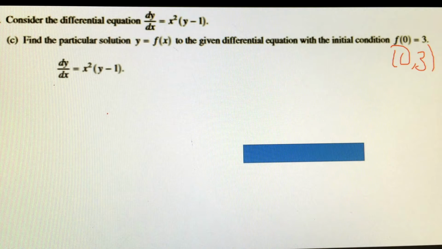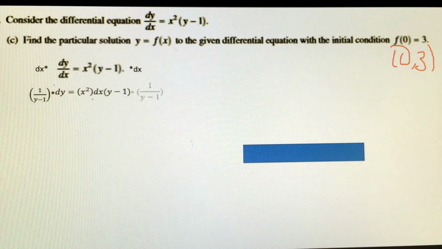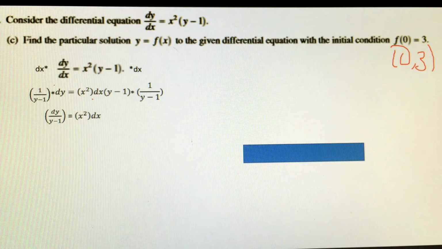And to do this, we're going to use separation of variables. So first, we're going to try to get y's on the left-hand side and x's on the right-hand side. And to do this, we're going to multiply both sides by dx. And when we do that, we get dy equals x squared times dx times y minus 1. And then we want to divide both sides by y minus 1 to get those y's on the left-hand side. We can also do that by multiplying each side by 1 over y minus 1. And when we do that, we get dy over y minus 1 equals x squared dx.